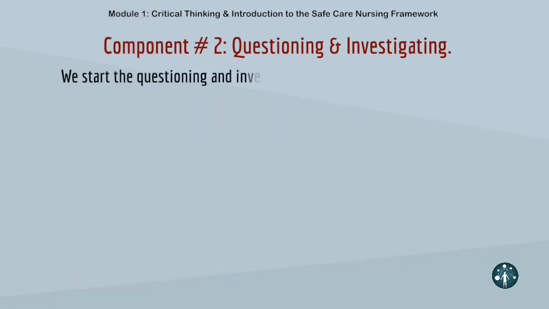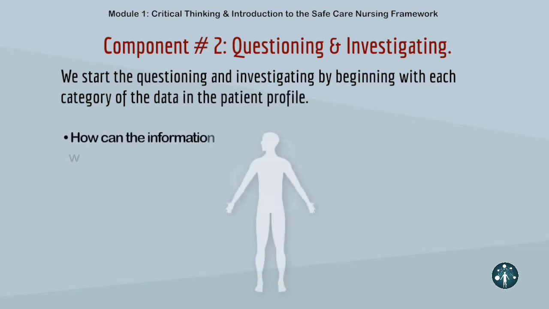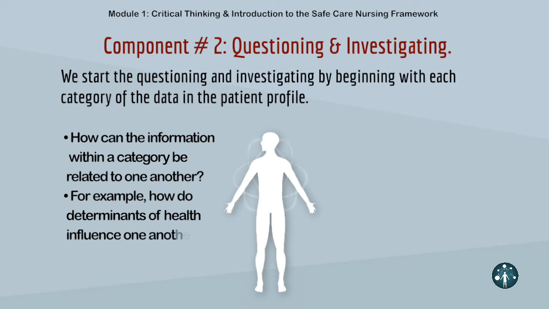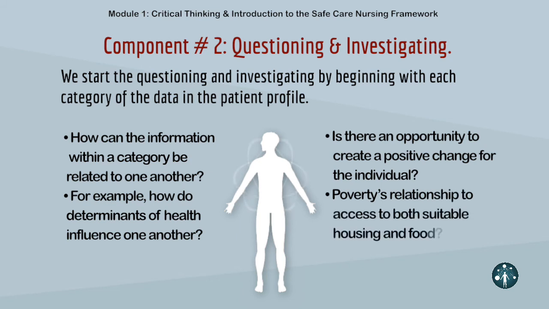We start the questioning and investigating by beginning with each category of the data in the patient profile. How can the information within a category be related to one another? For example, how do determinants of health influence one another? Is there an opportunity to create a positive change for the individual? For instance, poverty's relationship to access to both suitable housing and food for the individual.